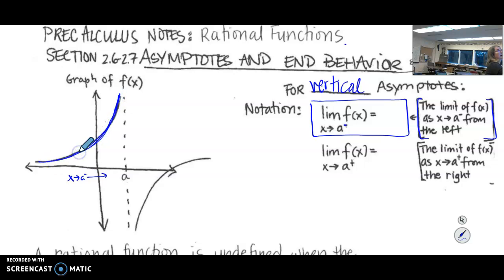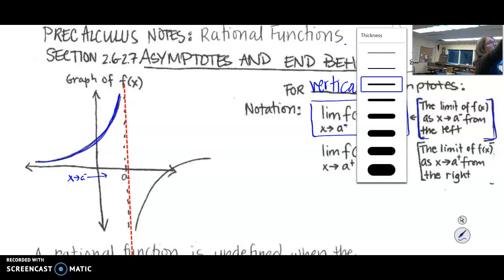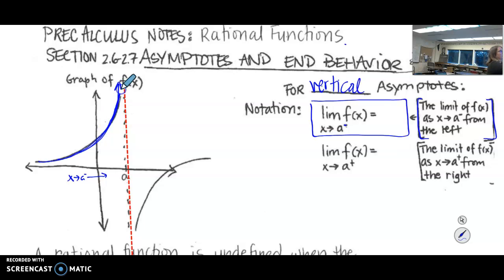So the vertical asymptote is a guide for our graph, and the graph is never going to cross the vertical asymptote, but it's going to approach it, and as it comes towards that, it's kind of like a wall. The graph is either going to go up to positive infinity or it has to go down to negative infinity. So if you look at this graph in this example, as x approaches a from the left, it's going up, so it's going to be approaching positive infinity.